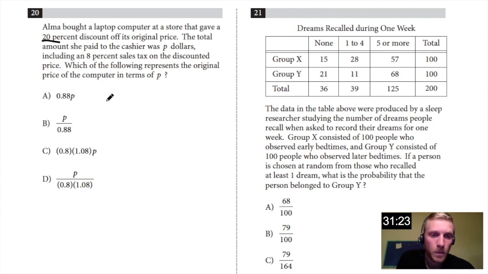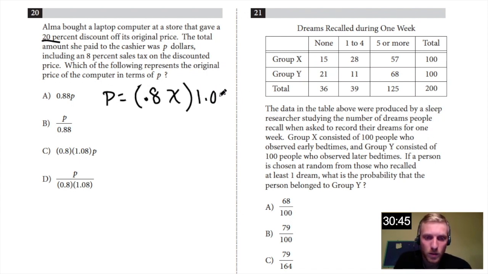So she paid P. I'm going to use the variable P as the price she paid, and the variable x for the original price. So I'm going to say P is equal to 0.8, which comes from a 20% discount: 1 minus 0.2 is equal to 0.8. So 0.8 times the original price x, times our 8% sales tax. That's equivalent to multiplying by 1.08.